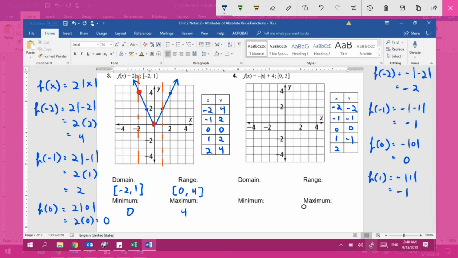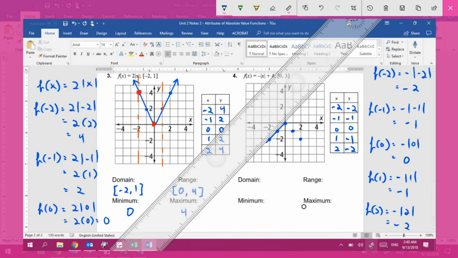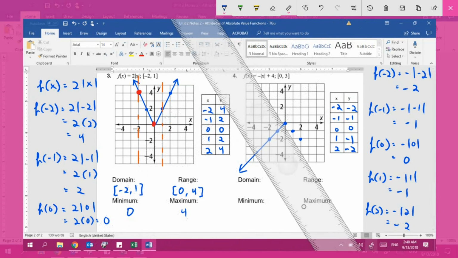And lastly, we've got f of 2, which is going to be the negative absolute value of 2. What's the absolute value of 2, guys? It's 2, but we have a negative sign, so negative 2. That negative sign is in front of the absolute value sign, so we take the absolute value first, and then we just stick the negative sign on whatever we got. So let's plot our points. We got negative 2, negative 2. We got negative 1, negative 1. We got 0, 0, 1, negative 1, 2, negative 2. And we can see that this is still a V shape. It's just upside down.